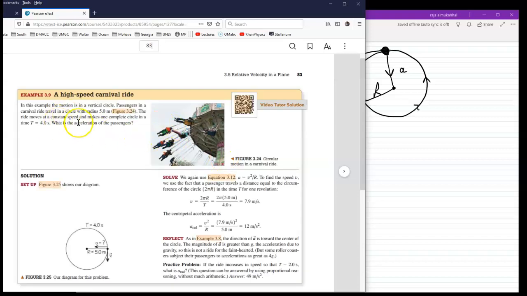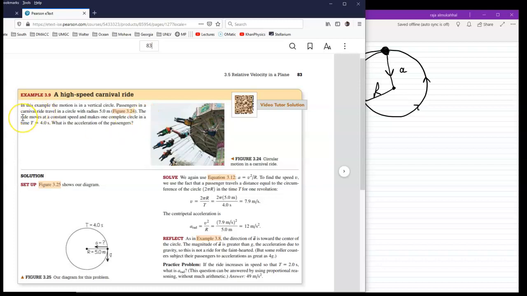There we go. Let's read it together. He says, in this example, the motion is in a vertical circle. So we have a vertical circle like that. Passengers in a carnival ride travel in a circle with radius 5 meters. So the radius of the circle is 5 meters.